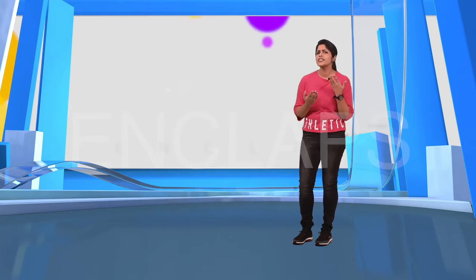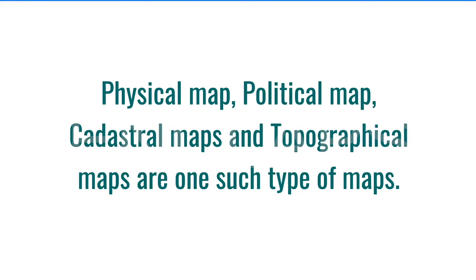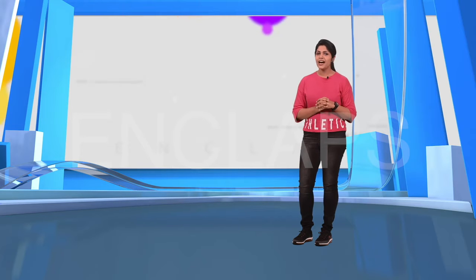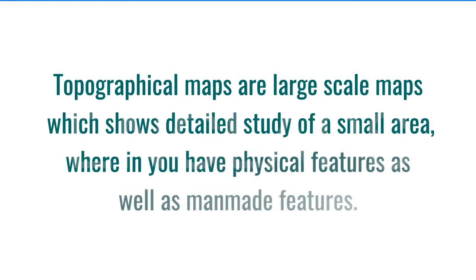And there are different types of maps like physical map, political map, cadastral map, and topographical maps are one such type of maps. All right, now let's see what are topographical maps. Topographical maps are large-scale maps which show detailed study of a small area, wherein you have physical features as well as man-made features. Now, what are the physical features?